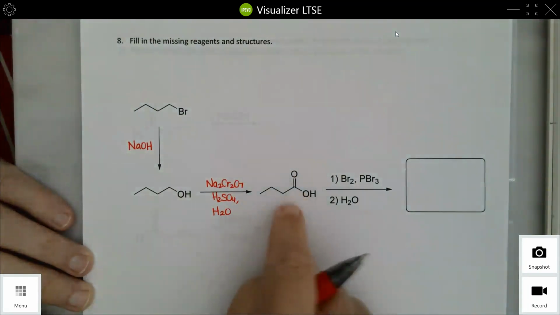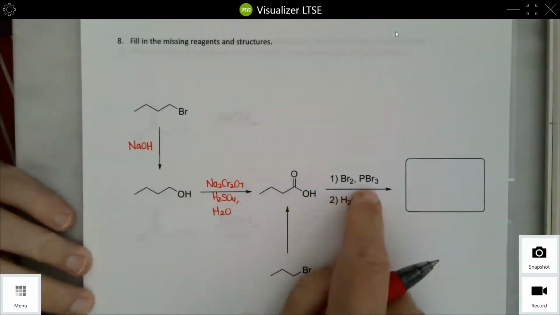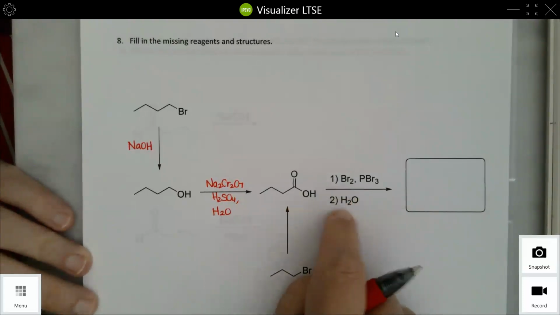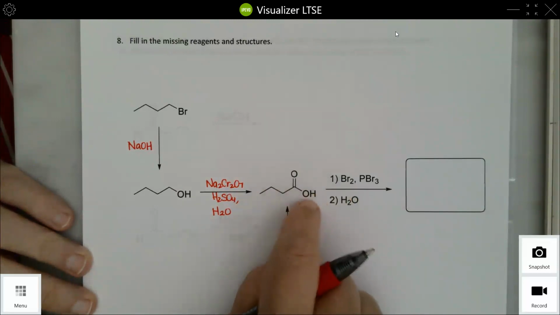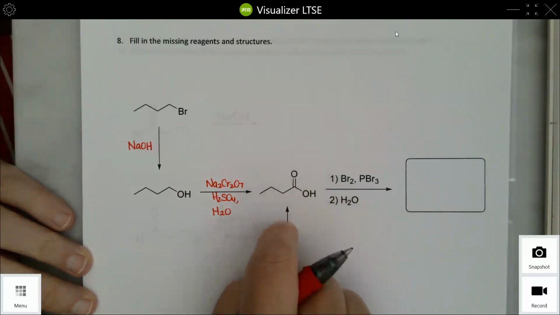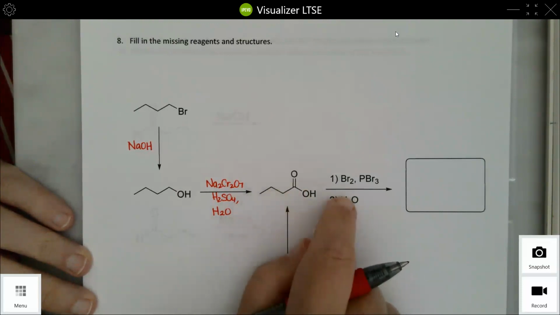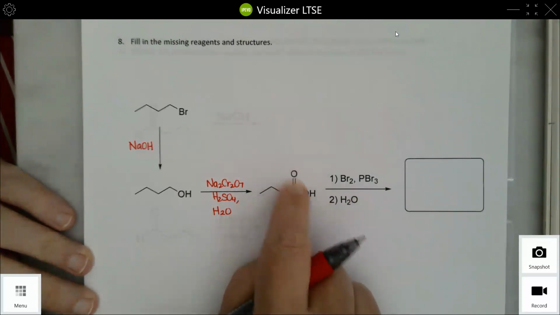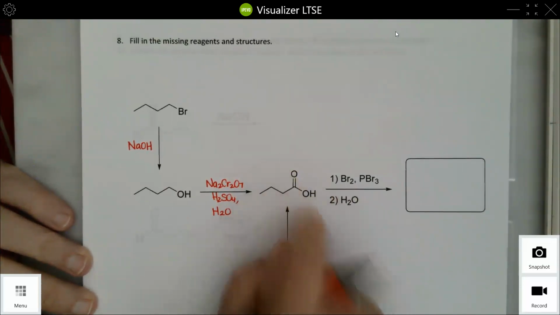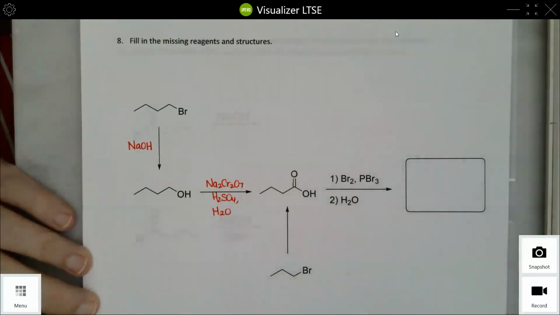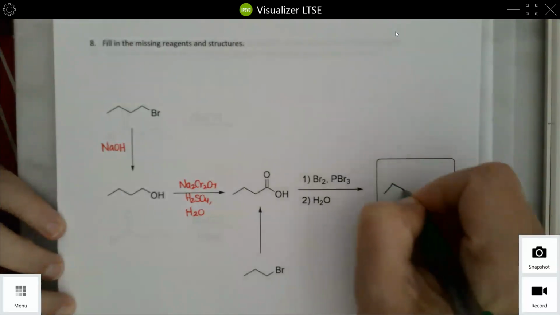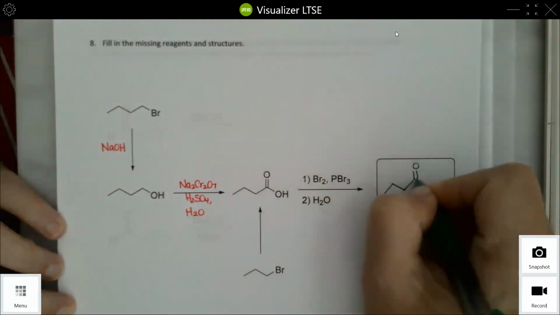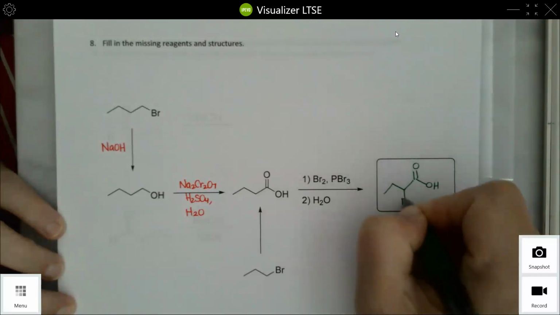If we treat a carboxylic acid with PBr3 and bromine, and then a water workup, initially this converts the carboxylic acid to an acid bromide, which then brominates at the alpha position, but the water converts the acid bromide, or acyl bromide, right, back to the carboxylic acid. So in the end, the product that we would get is the carboxylic acid with a bromine at the alpha position.